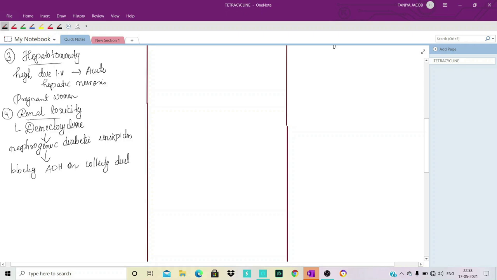Since it blocks the action of ADH, it has one use because of this blocking effect. This side effect of demeclocycline is used in patients with the syndrome of inappropriate secretion of ADH. In this syndrome, the side effect of demeclocycline is useful because it inhibits the action of ADH on the collecting duct.